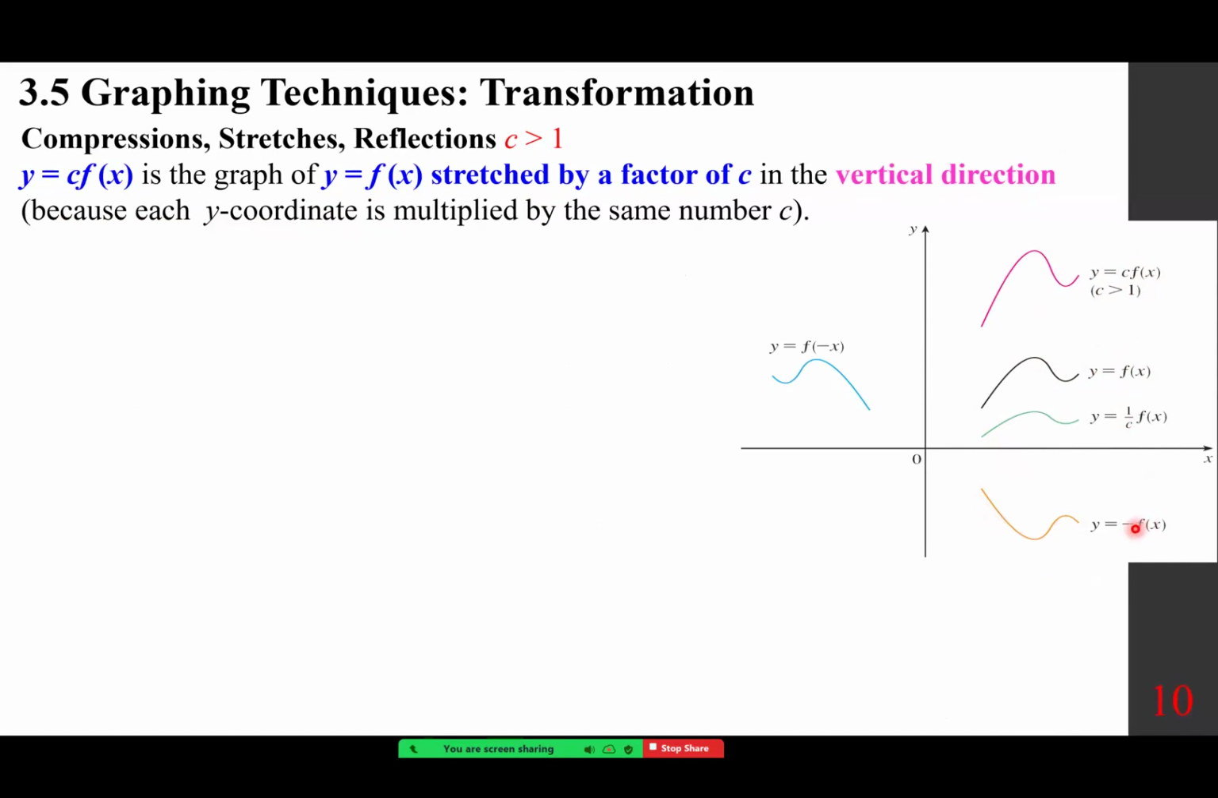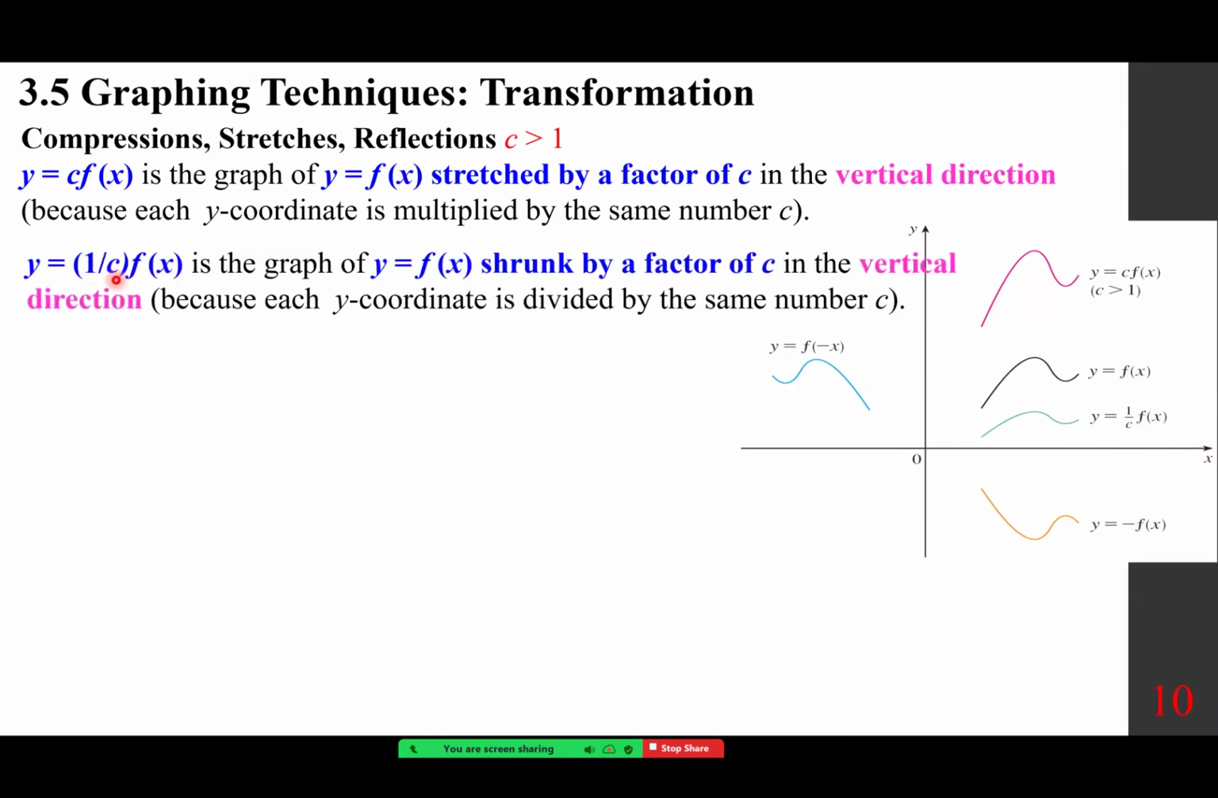If we put a negative sign in front of f of x, it flips over with respect to x. If we put a negative sign in front of x, it flips over with respect to the y-axis. So let's look at each one. Y equals 1 over C times f of x is the graph of y equals f of x shrunk by a factor of C in the vertical direction, because each y coordinate is divided by the same number C.